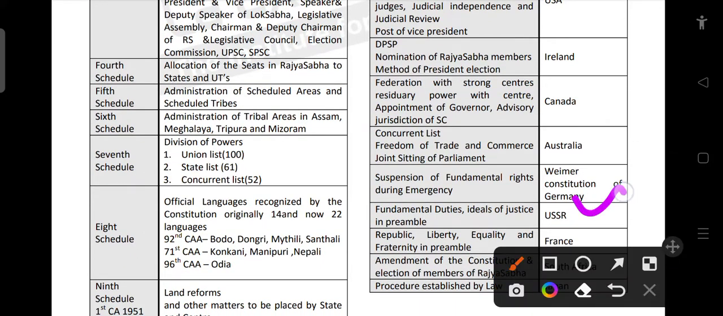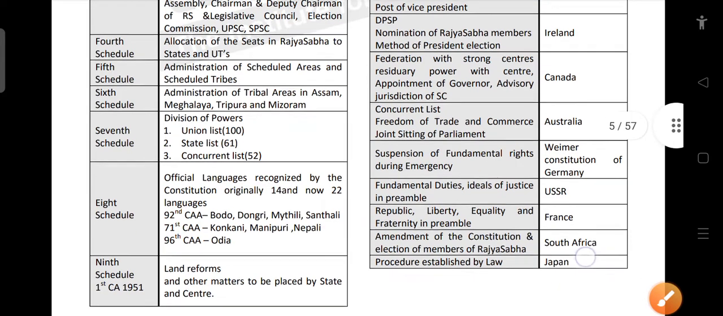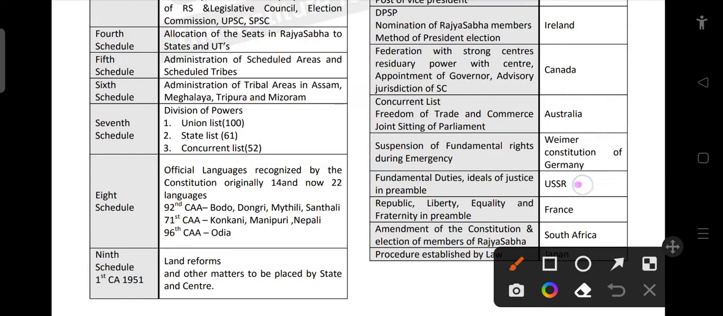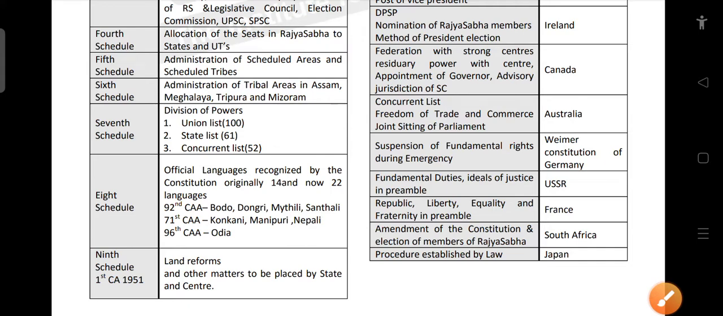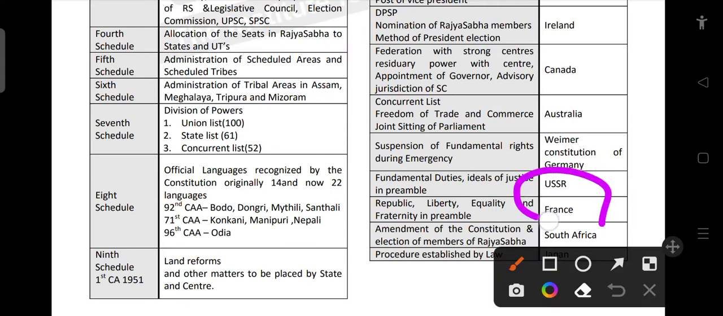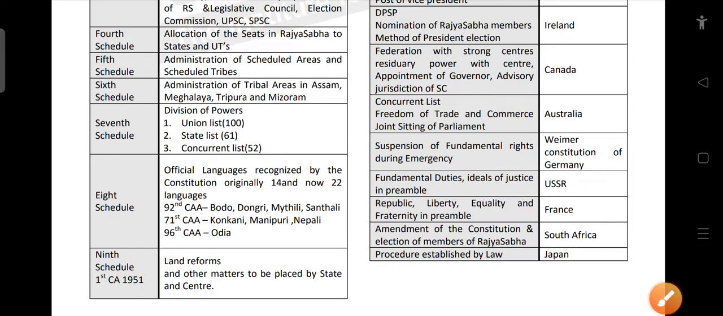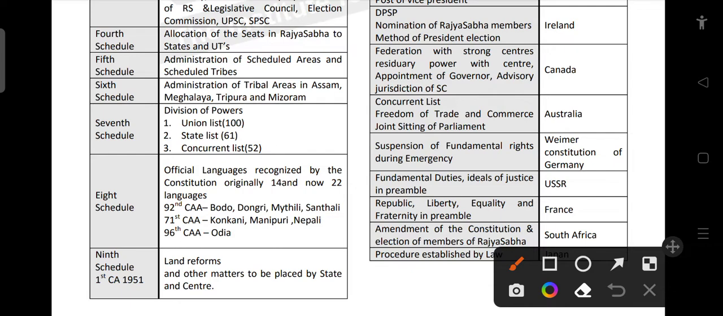Now the next one is the Weimar Constitution of Germany, suspension of fundamental rights during emergency. Now the next country is USSR, fundamental duty, ideals of justice in the preamble. And the next country is France, republic, liberty, equality and fraternity. So these were the things mentioned in the preamble, which are taken from France.